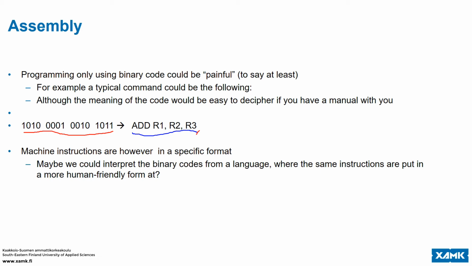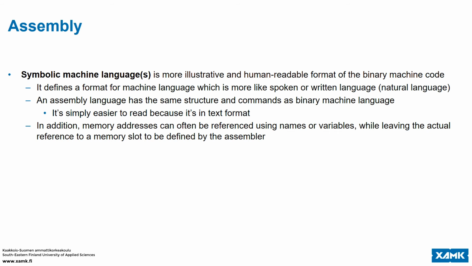So machine instructions are just instructions in binary numbers in a very specific format. And maybe we could interpret these binary codes from a language where the same instructions are put in a more human-friendly form. So this is basically what the assembly language is. It's an English version of raw binary machine code. So what assembly language and symbolic machine languages are in general is a more illustrative, more human-readable format of the binary machine code.